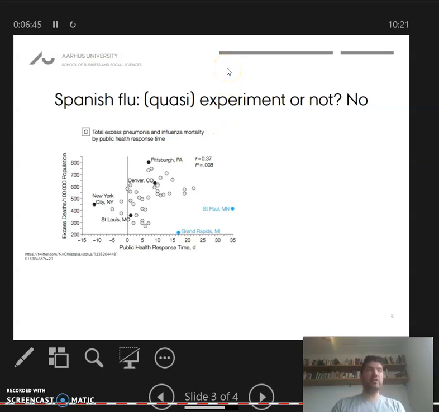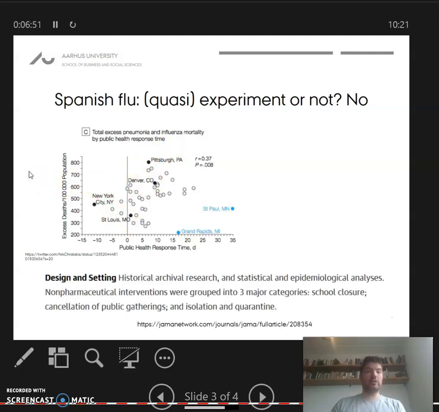Can we say that there's only this one variable that makes Pittsburgh and New York and St. Louis and Chicago, etc. different? Well, actually, if we look at the original study, we can clearly say no. There were some interventions that the city could engage in, and there were school closure, cancellations of public gatherings, isolation and quarantine. So there were actually different things in play here. There wasn't just one variable that distinguished these different cities.